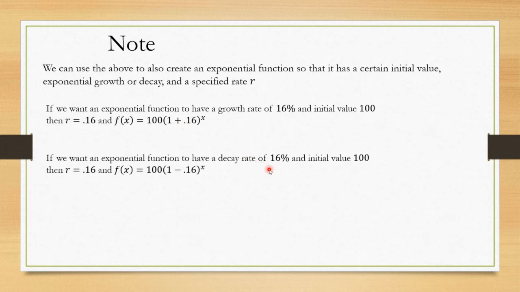So in this case, if it's going to decrease by 16% and it's going to start at 100, you would have 100 times 1 minus 0.16. You convert 16% to a decimal, and the exponent would be x. So that's what's happening here.